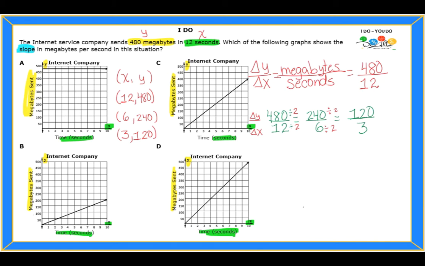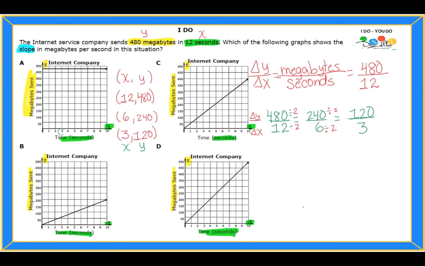So I can actually use any of those points or ordered pairs on the graphs to see which one is the one that identifies that. So let's do it. I'm going to look at the first one, which is 3 and 120. 3 being x, 120 being your y value, okay? So I'm going to look at letter A.